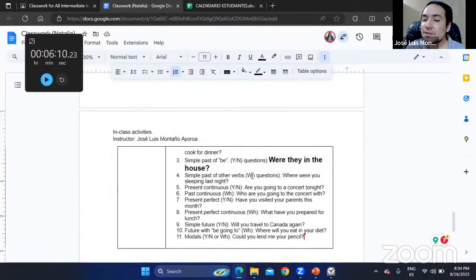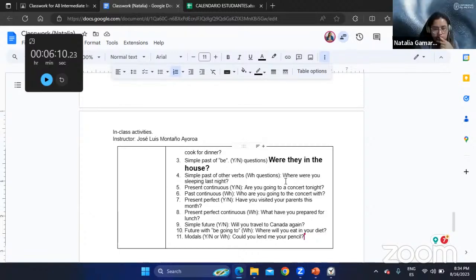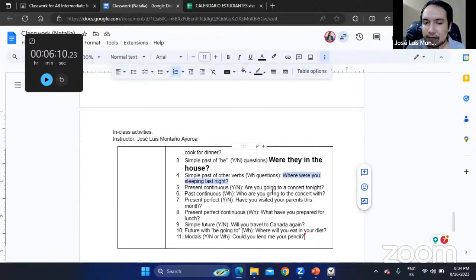But this is not simple. Why? Because you have other verbs and you are conjugating the verb with ing, right? So this is continuous. All right, this is continuous. So this is not simple past. How can you change this sentence to simple past?